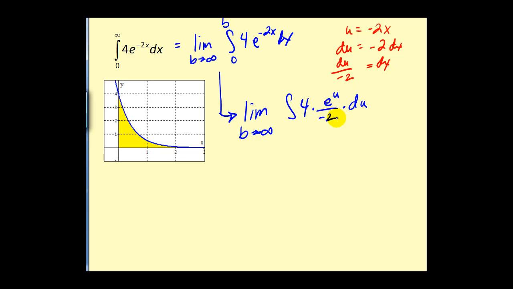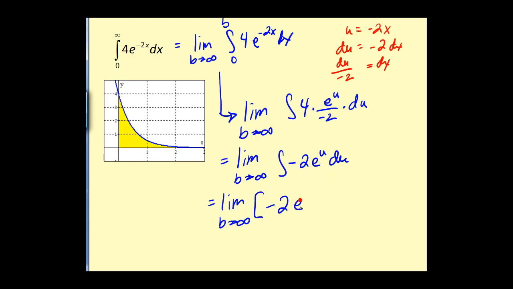divided by negative 2. Let's rewrite this one more time. 4 divided by negative 2 would be negative 2 e to the u du. Now notice how I'm leaving the upper and lower limits of integration off right now, because those are for x and we're in terms of u right now. Next we'd have the limit of the antiderivative of this. The antiderivative of e to the u is e to the u, so we'd have negative 2 e to the u, but remember u is actually negative 2x. And we have to evaluate this at b and 0.